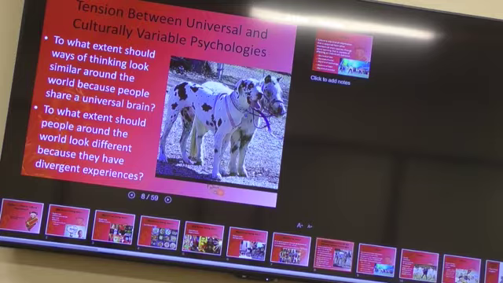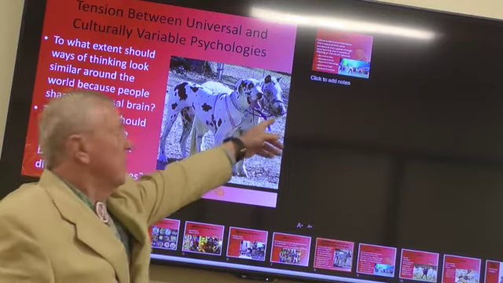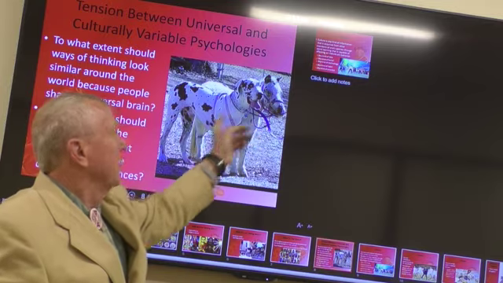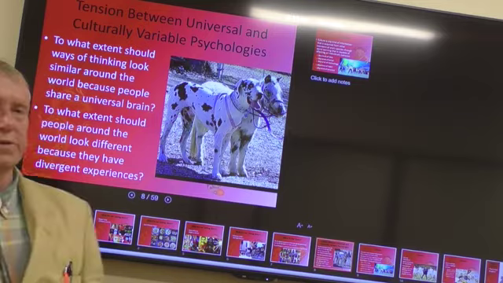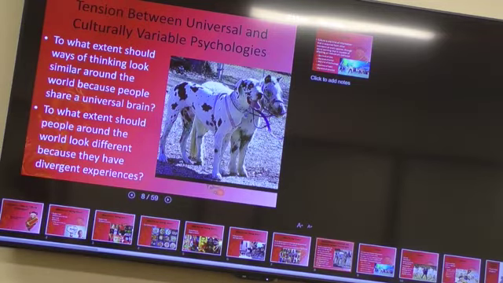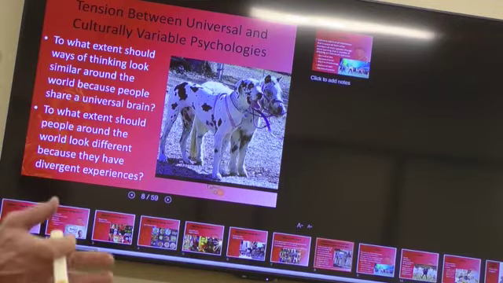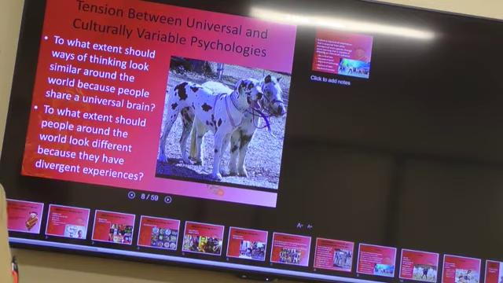Interesting place. To what extent should people around the world look different because they have divergent experiences? Here we have a pony and a Great Dane. They're the same height, they kind of look alike, they have the same coloring, but of course they're totally different species. So just because you have a similar experience to another individual, and this is one of the reasons why people want to study the Mongols, because the Mongols seem similar to American Indians, but they're not. It's a totally different genetic structure.